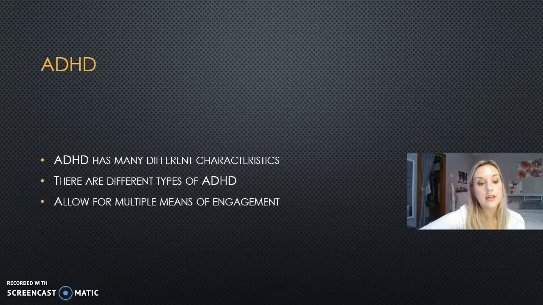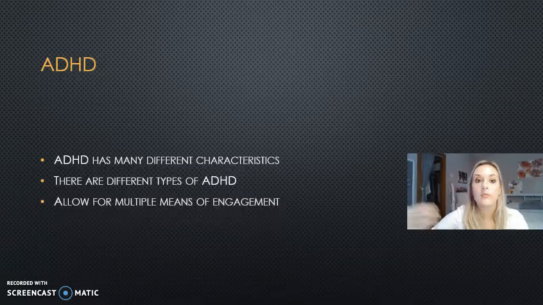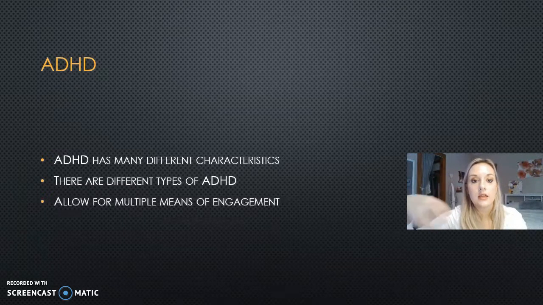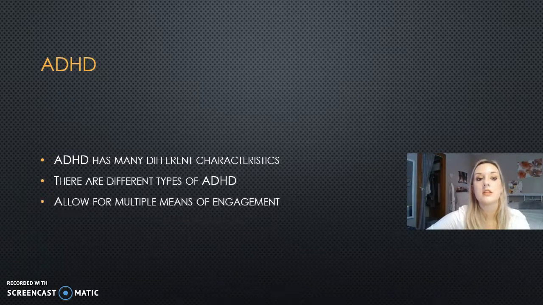ADHD. Students with ADHD can display many different characteristics. Some could be inattentive, where they're paying attention but aren't interpreting the information they're receiving. And then there's also hyperactive, where they may have trouble standing still in line or waiting their turn, or they could present a combination of these two different symptoms.